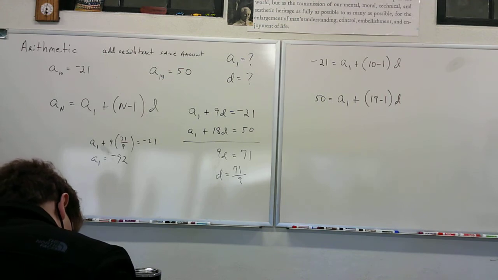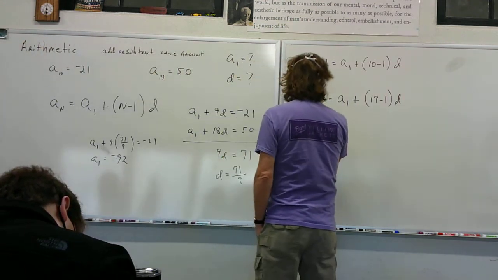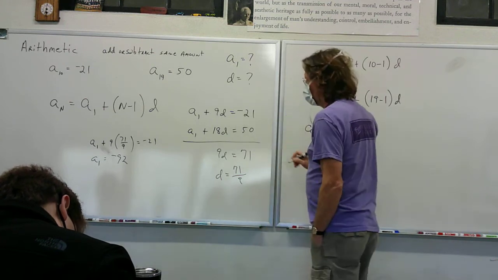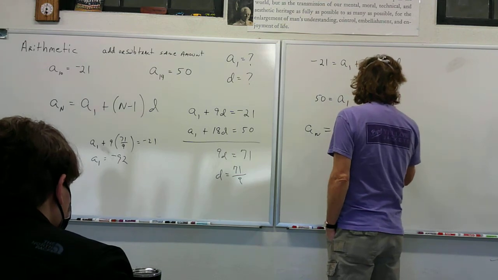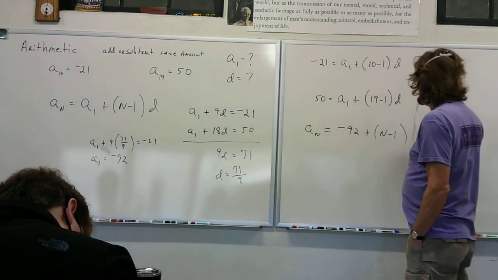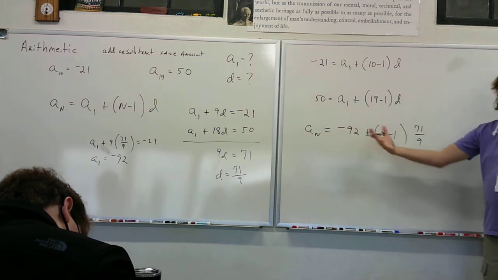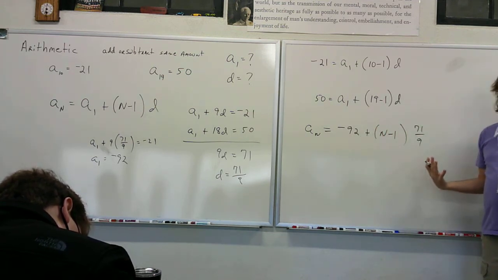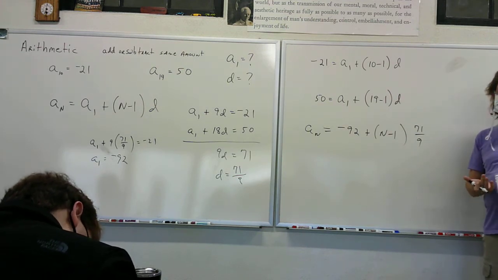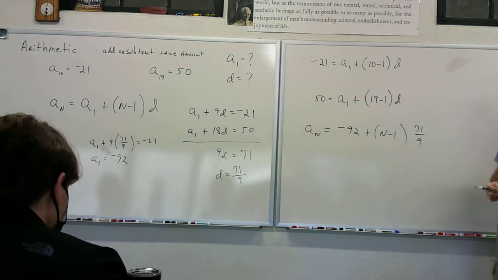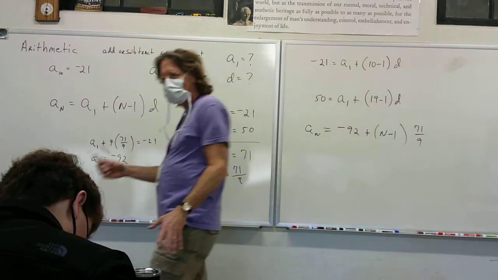Are you really okay with that? So your formula would be a sub n is equal to a sub 1, negative 92, plus n minus 1 times the difference, which is 71 over 9. And that way you would have a formula that you could use to do the rest of the work. Does everybody agree you could use this information and also write a sum formula if you needed to? Get the idea there? And this is that higher level thing, where they don't tell you the first one.